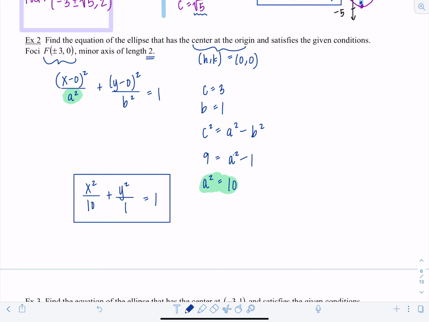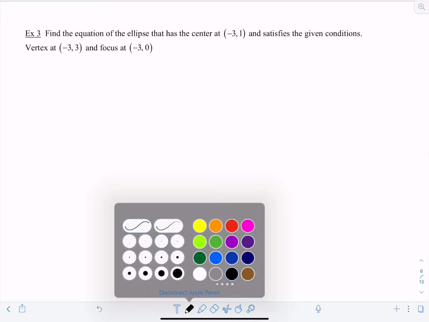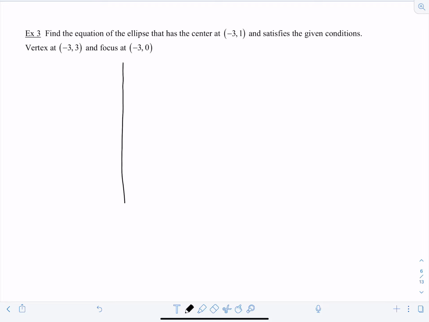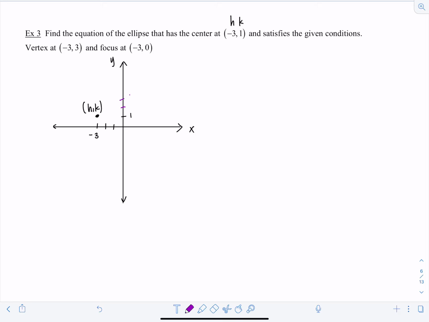Let's do one more. Find the equation of the ellipse that has center at negative 3, 1, and it satisfies the given conditions. Vertex is at negative 3, 3. Focus is at negative 3, 0. Draw yourself a graph, or the start of one at least, right? Okay, so the center is at negative 3, 1. So that's HK. Okay, cool. Here's H, here's K. Vertex is at negative 3, 3. Ooh, that's so telling. So here's 3.